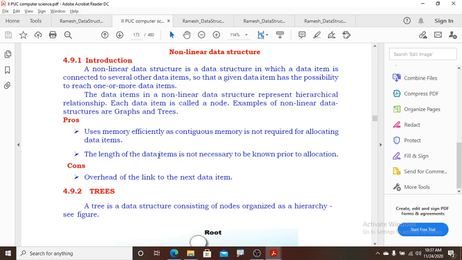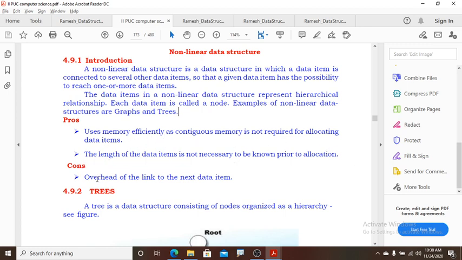And the length of the data item is not necessary to be known prior to allocation. Suppose in order to input array elements, first you have to input the size of the array. Without entering the size of the array, we cannot input the values. Here we don't need to input any size or length. We can allot an element at runtime. That is the advantage in nonlinear data structures.